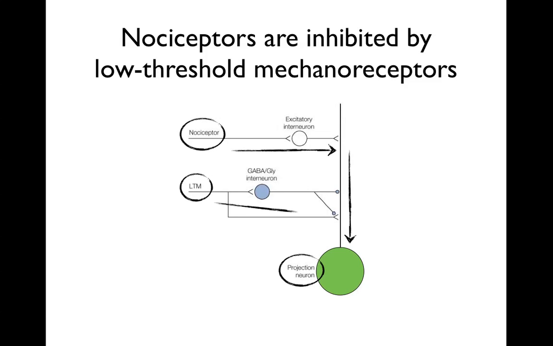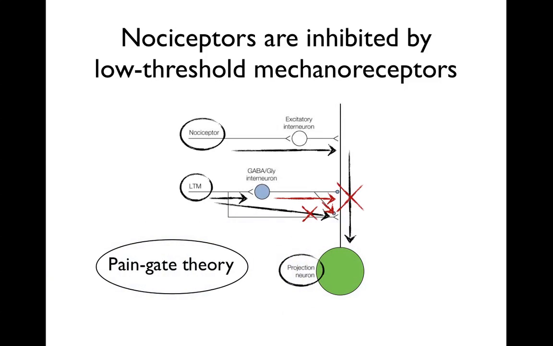We also see how these low threshold mechanoreceptors have direct synapses with these projection neurons. But that synapse is actually inhibited via a GABAergic interneuron, which will inhibit not just the low threshold mechanoreceptor, cancelling out that interaction, but will also reduce the stimulus imposed by the nociceptor.